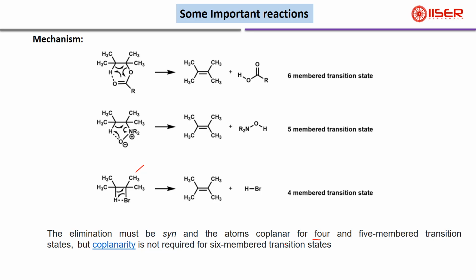So there are different types of Ei elimination reactions. First one, this ester elimination, where this ester group takes an adjacent syn hydrogen and it gets eliminated to give us an alkene. Next one is Cope elimination, where this tertiary N-oxide will take a proton from the adjacent carbon and through a 5-member transition state it will give an alkene. And next is this hydrogen bromine bond. The elimination must be syn, with the atoms coplanar for forming a 4 or 5-member transition state, but the coplanarity is not required for 6-member.